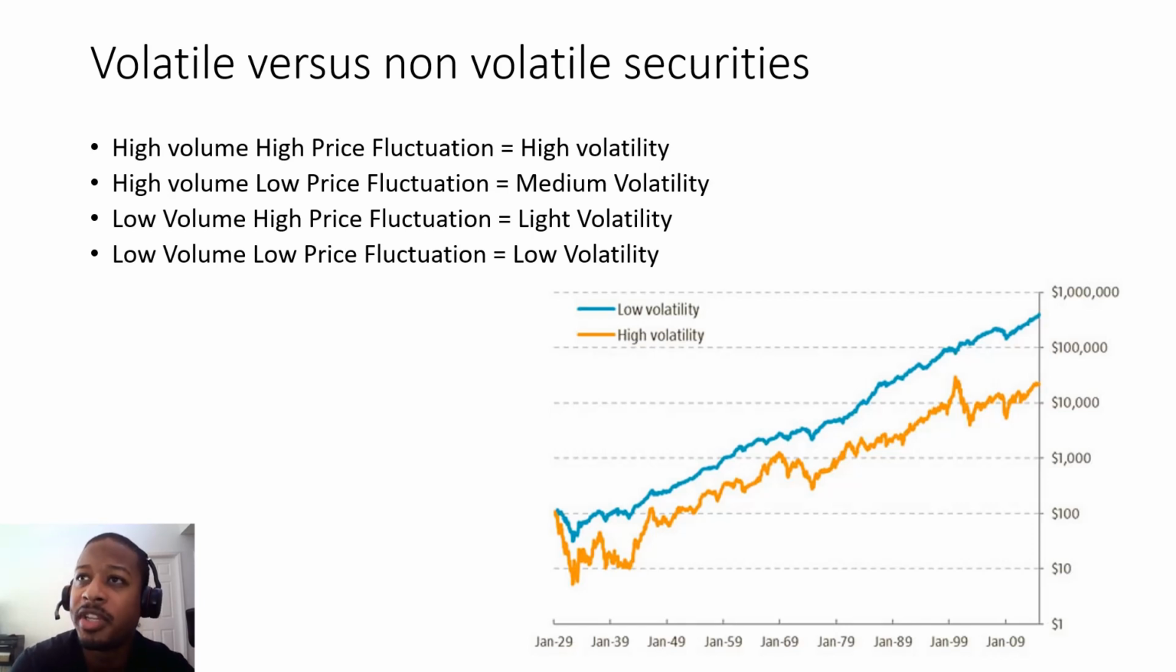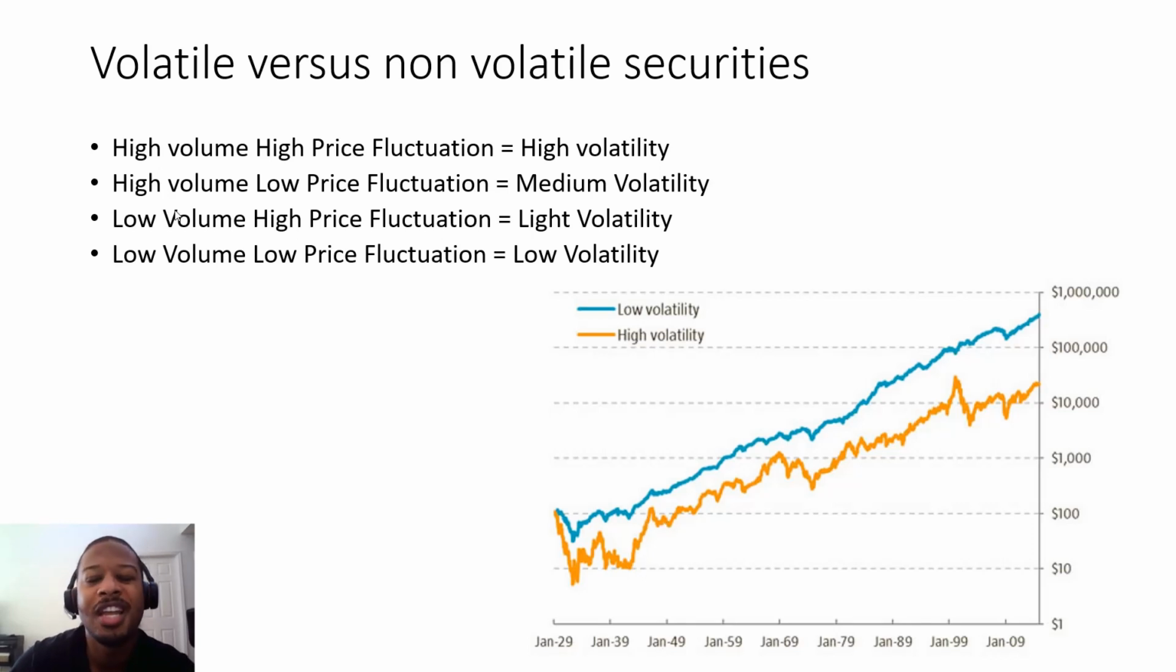So let's go over the different types of volatility. Okay. So there are highly volatile stocks, which have high volume and high price fluctuation, which means a lot of people are trading this in high volume, and the price is moving all up and down on the chart. It's getting crazy. As you can see in this graph, this is a highly volatile stock. It's going from $10 to $100 all within a short time frame. That's high volatility.